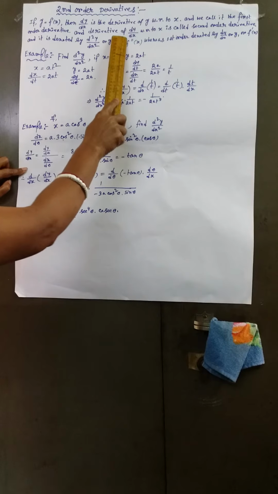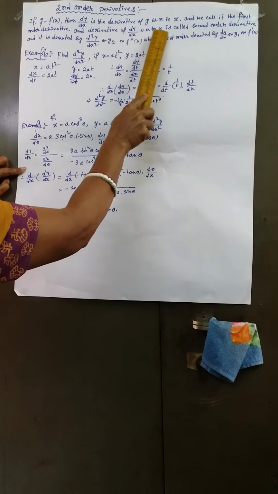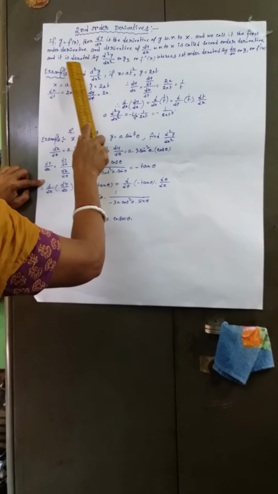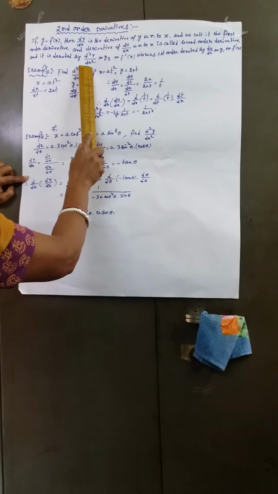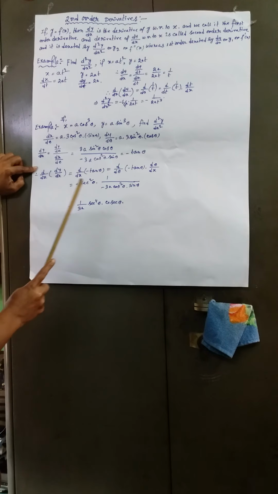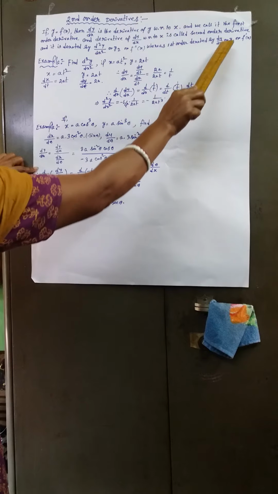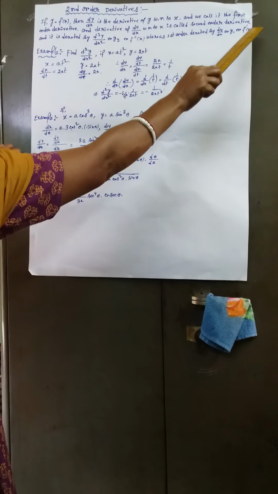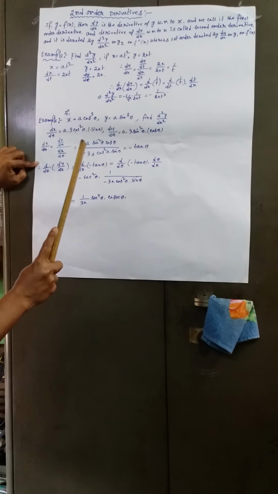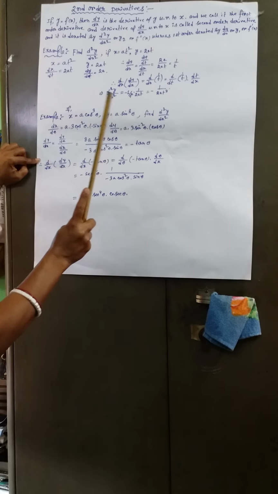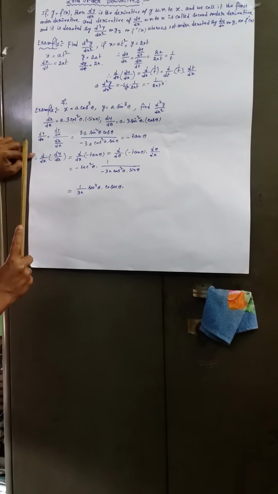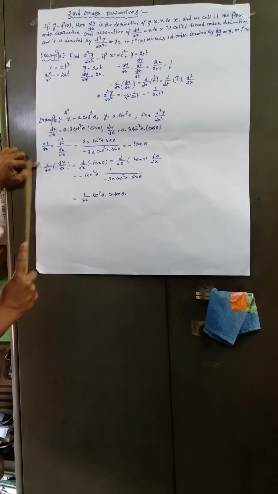And the derivative of dy/dx with respect to x is called the second order derivative, and it is denoted by d2y/dx2 or y2 or f double dot x, whereas the first order derivative is denoted by dy/dx or y1 or f dot x. That means first order is dy/dx, y1 or f dot x, and second order derivative is denoted by d2y/dx2, y2 or f double dot x.